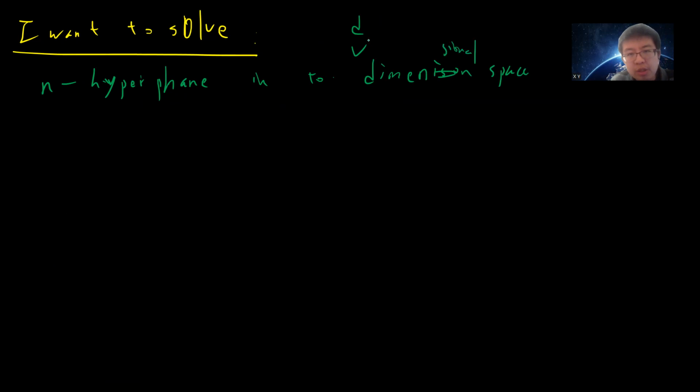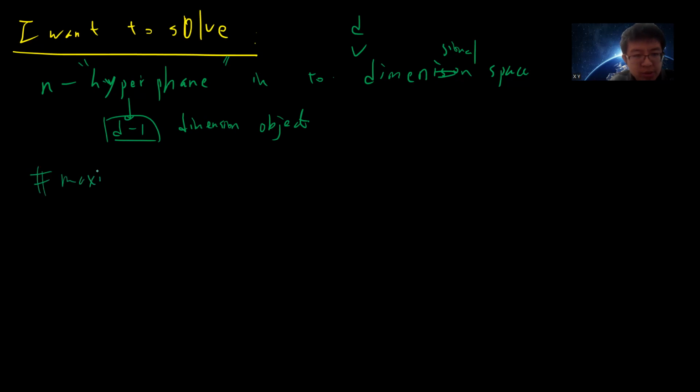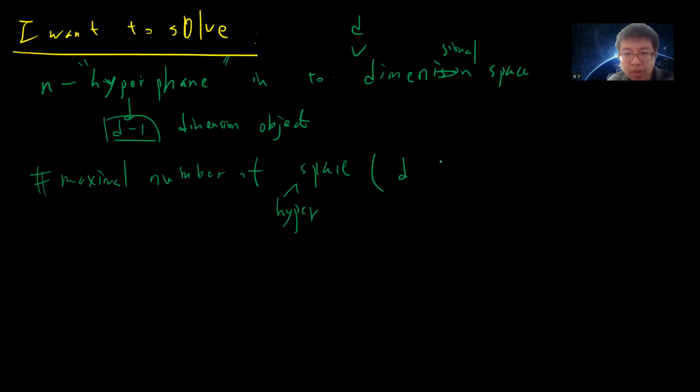So what I'm saying is that the original is d equals 2, right? And the hyperplane is 1 dimension. Imagine, this hyperplane should be a d minus 1 dimension object. And the maximum number of the space. So I would say that this is the hyperspace. In the previous stage, it was just the space, but this space is also obviously d-dimensional.